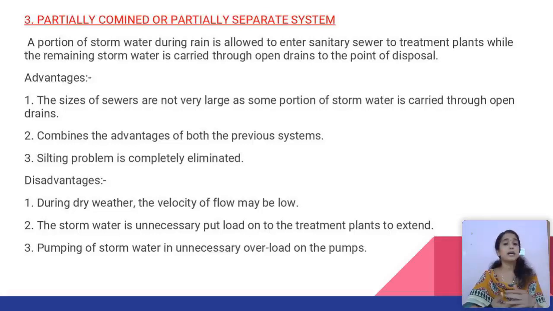The disadvantages are: during dry weather, the velocity of flow may be low. The stormwater unnecessarily puts load onto the treatment plants, so the capacity of treatment plants has to be increased due to the addition of stormwater into the polluted water. And the pumping of stormwater is unnecessary, overloading the pumps.